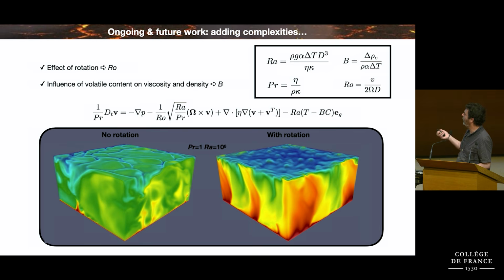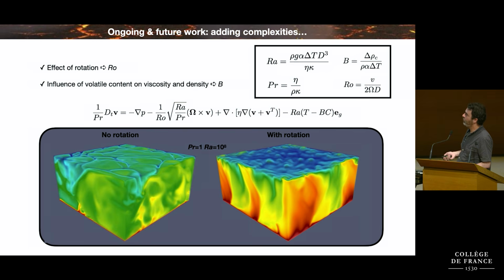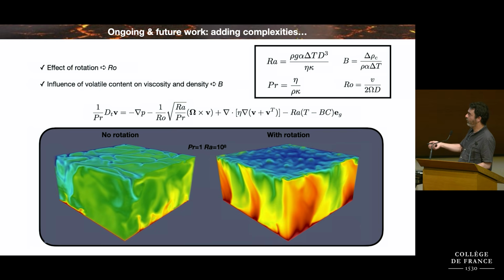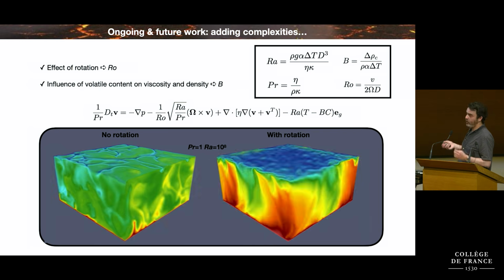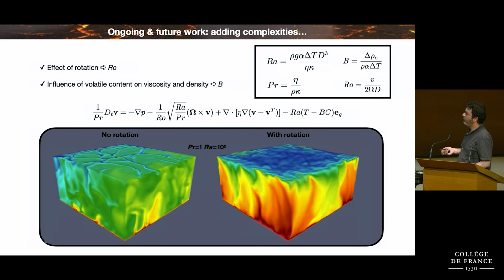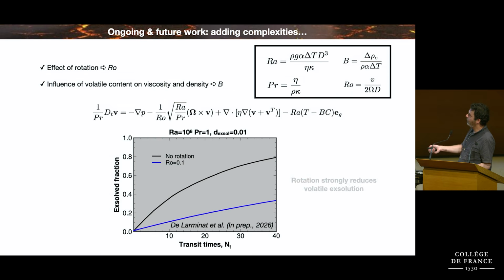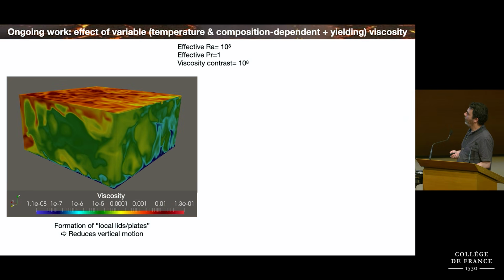So this is also the work of Alessandro, to consider rotation, which may be important in magma motion. This is the case that I showed earlier without rotation. This is the case with rotation. You can see that the structure is very different. And you expect a very different efficiency of outgassing. This is what we see here. This is the case without rotation, exsolved fraction is here. With the case with rotation, it takes a much longer time to exsolve, much more than what we were expecting. So this is something that we are investigating further.